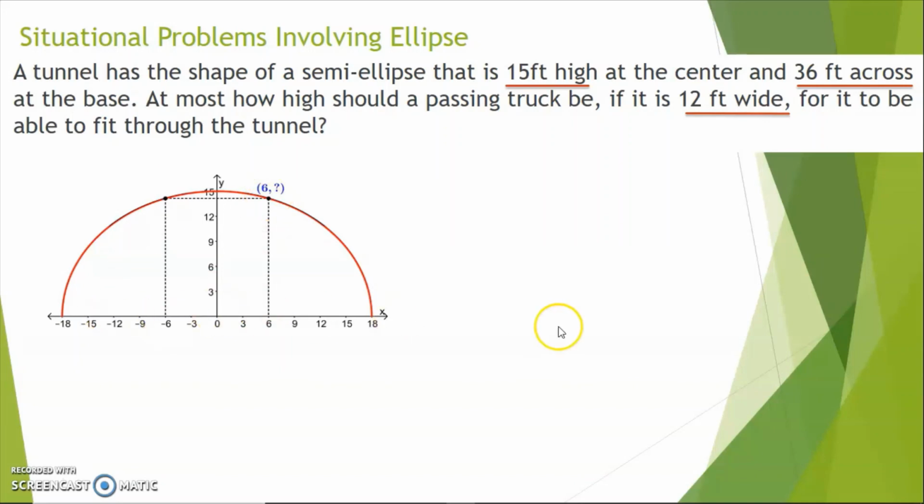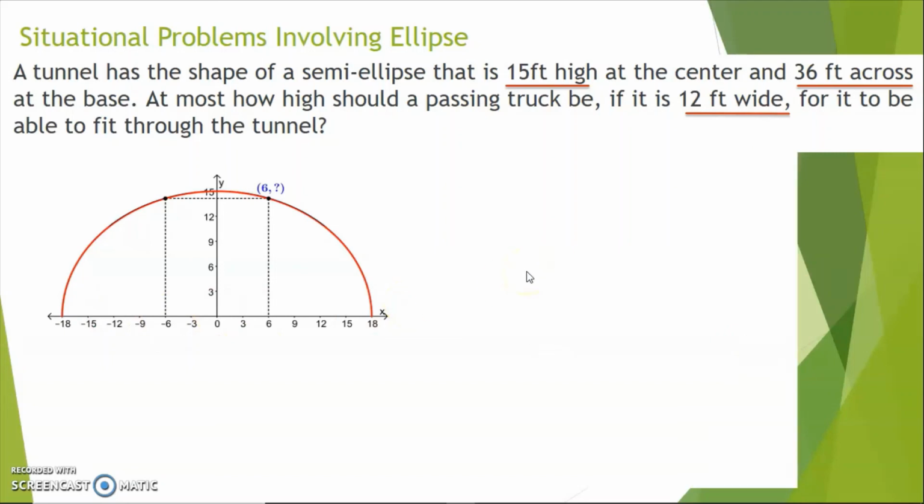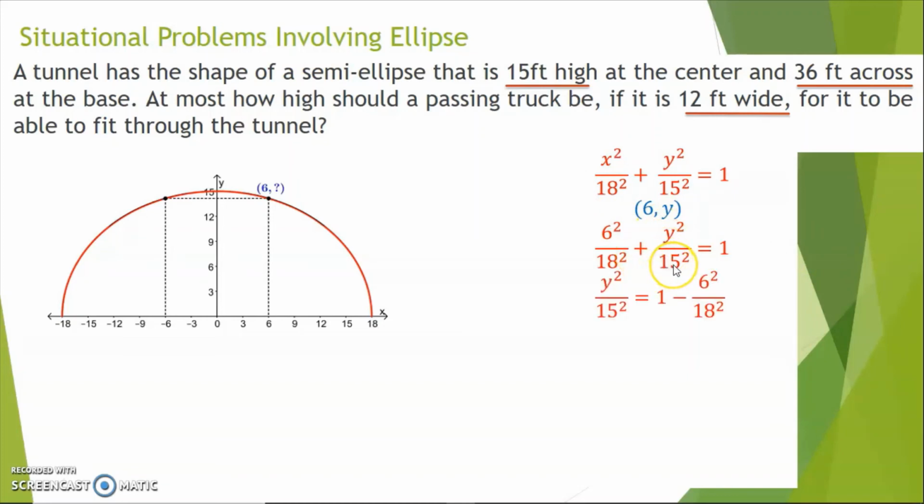So given this, we can make the equation as x squared over 18 squared and of course y squared over 15 squared equals 1. Now considering the coordinate (6, y), we will simply substitute this in the equation. So with this, we will have this. So substitute x with 6 and y. So transfer 6 squared over 18 squared to the other side. We will get this one.